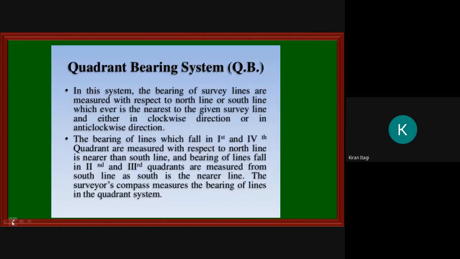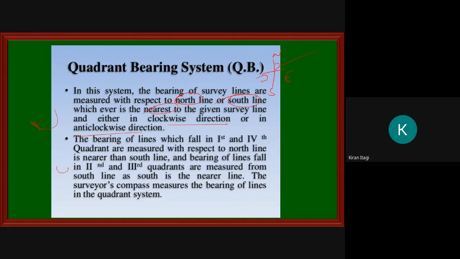In the quadrant system, as I said initially, we have north, south, east, west, so we directly take the angle with respect to north. In this system, the bearing of the survey line is measured with respect to the north line or south line, whichever is nearest to the survey line, either in clockwise or anti-clockwise direction. But in whole circle bearing, we take it in the clockwise direction.